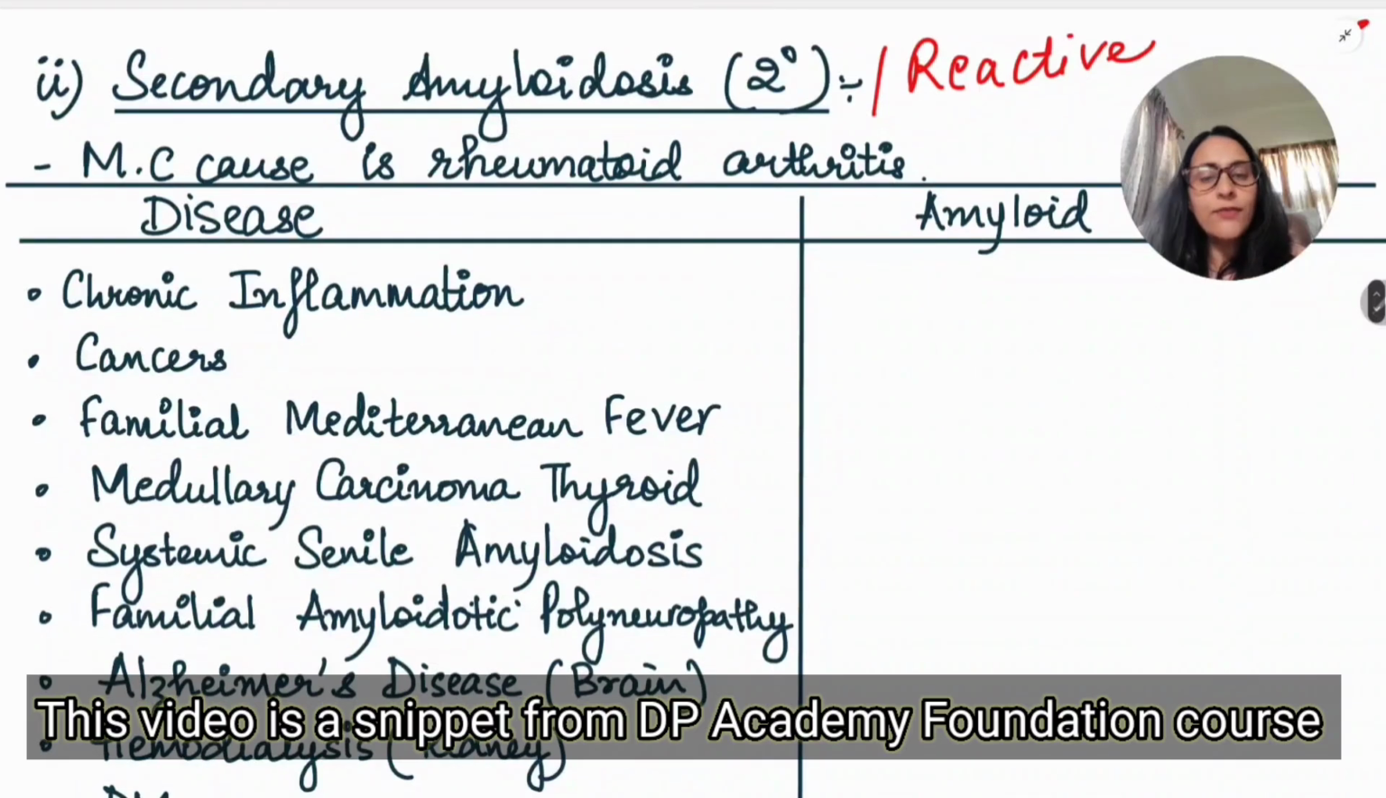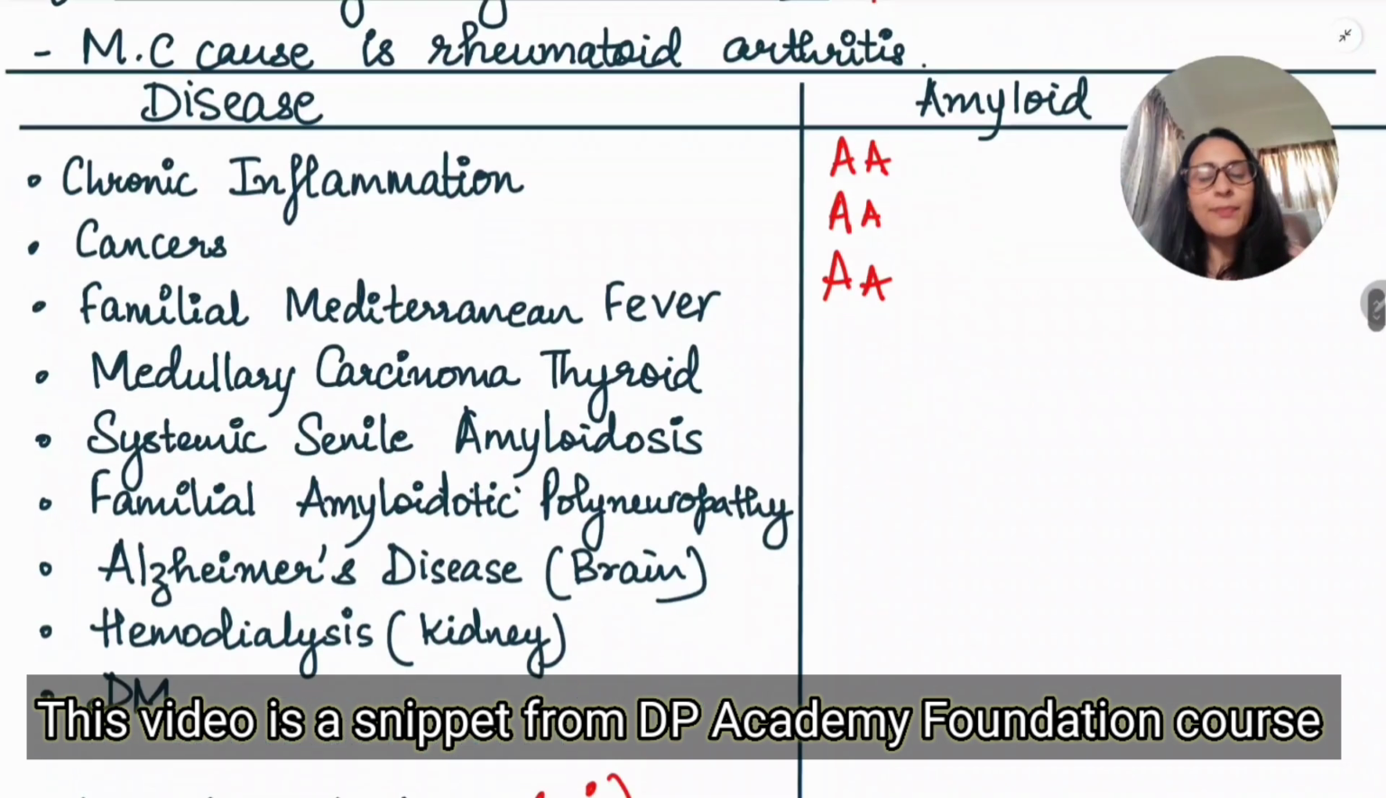Now let's talk about all the examples for secondary amyloidosis. That means we'll be talking about specific organs. The chronic inflammation is associated with interleukin 6. So we have amyloid associated with interleukin 6. See, in chronic inflammation, in cancers, and in familial Mediterranean fever, all are amyloid associated with interleukin 6.